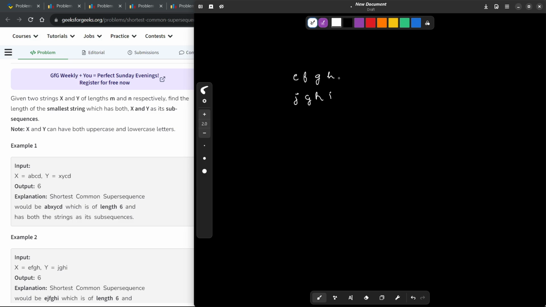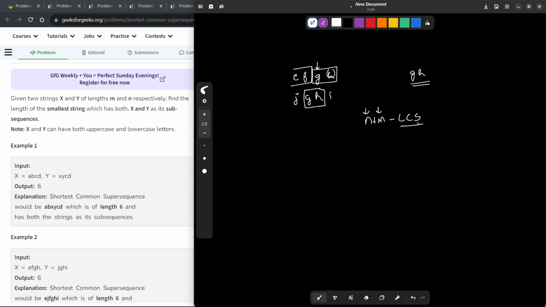So what is the common subsequence here? We have G here and we have H here, right? So GH is the longest common subsequence. Now I can write this common subsequence once, and I have to write all the remaining characters separately. So eventually the length will be n plus m minus LCS, where n is the length of the first string, m is the length of the second string, and LCS is the longest common subsequence.